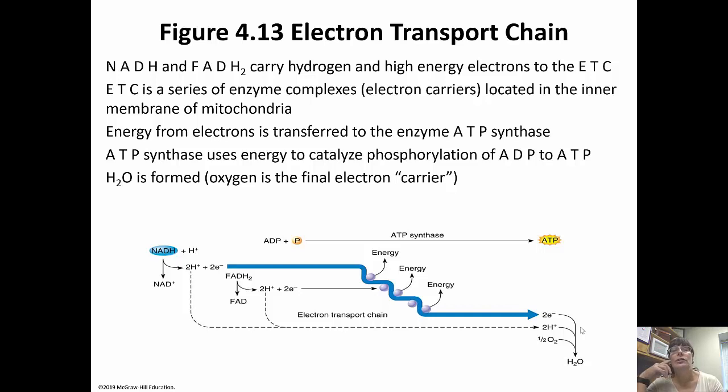So with the electron transport chain, the electrons are basically transferred from complex to complex to complex until it gets to the ATP synthase. And then it's going to fuel the production of ATP from ADP.